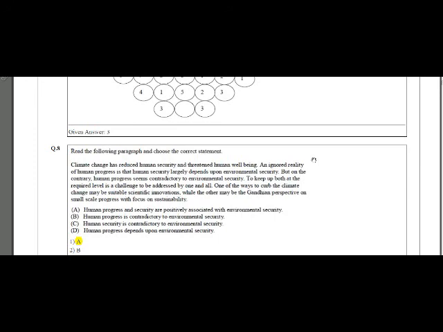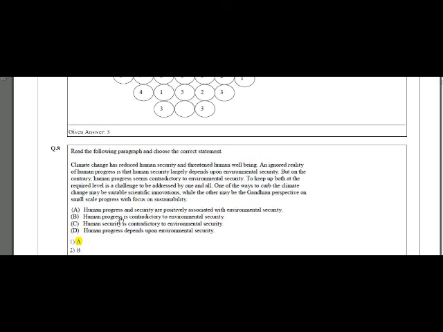So we need to choose the correct statement. Whether human progress and security are positively associated with environmental security. That's what the paragraph says. No, because just concentrate on the third line. Human progress seems contradictory to environmental security. Okay, so there is environmental security. So contradictory and positive are opposite to each other. So option A is false. This is not the correct statement.